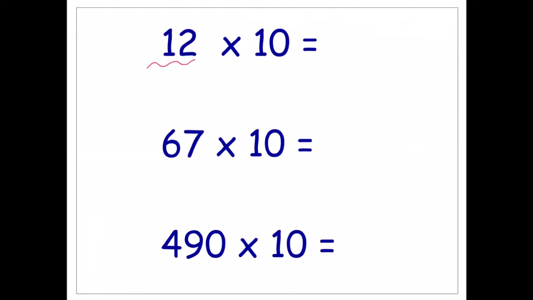So we've got 12 times 10. All we've simply got to do is to add a 0. So our new answer will be 120. 67 multiplied by 10. Again, all you've got to do is add on 1 0 to give us 670. And then we have 490 times 10. Again, there's no decimal point, so all I've got to do is add on 1 0 at the end to give me 4,900.